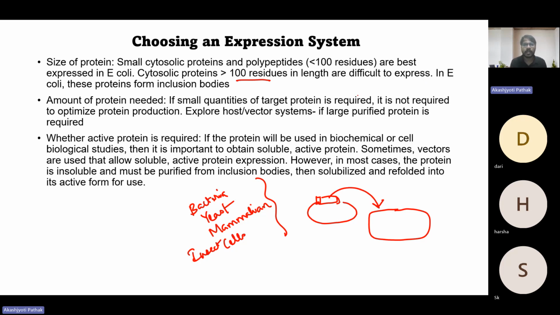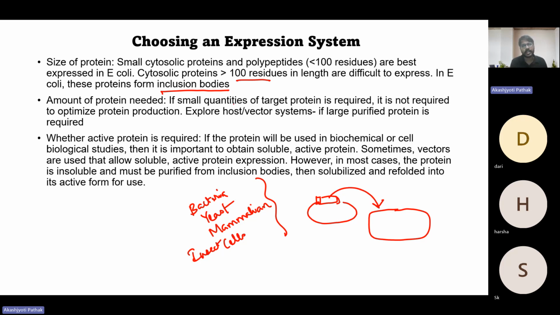And what happens if you try to express very large proteins in bacteria? Then the bacteria treats this protein as something foreign, and it packs it in certain vesicles. These vesicles are called inclusion bodies. They treat these proteins like garbage, pack them in vesicles, and secrete them in the periplasm.